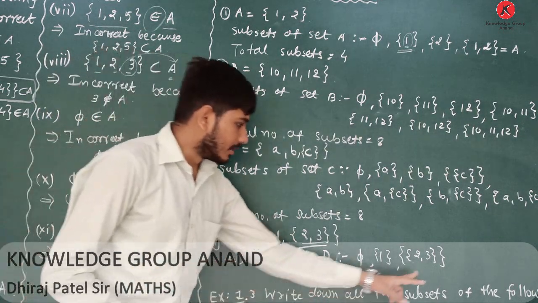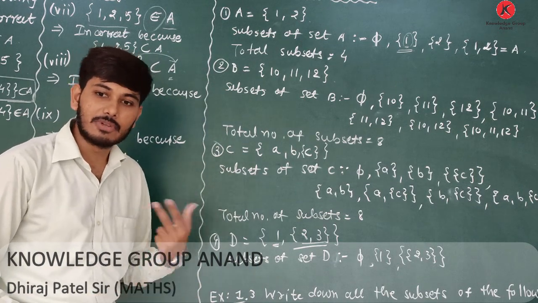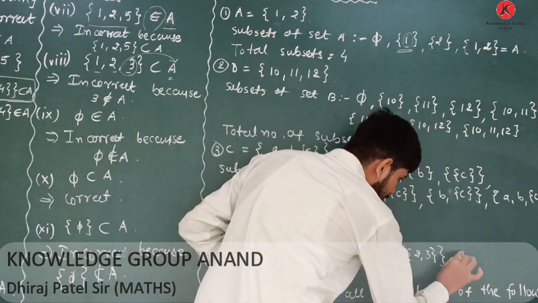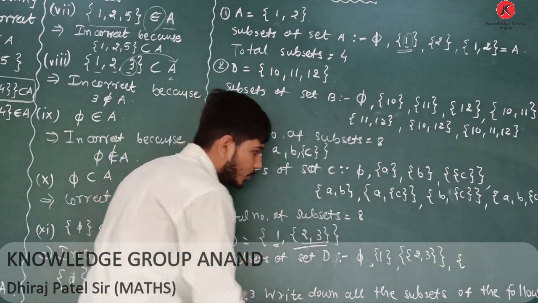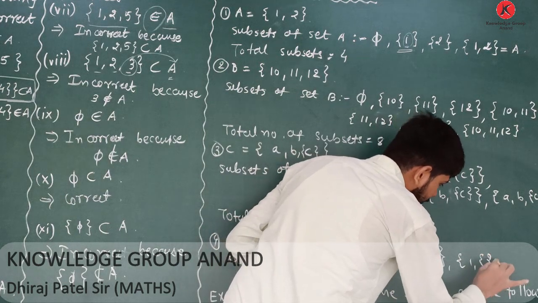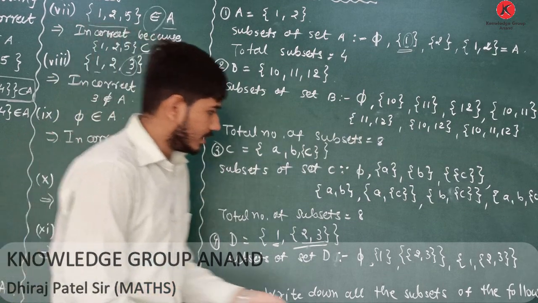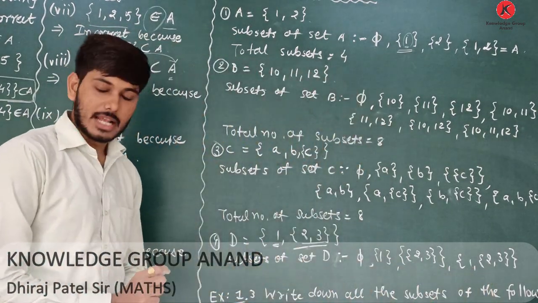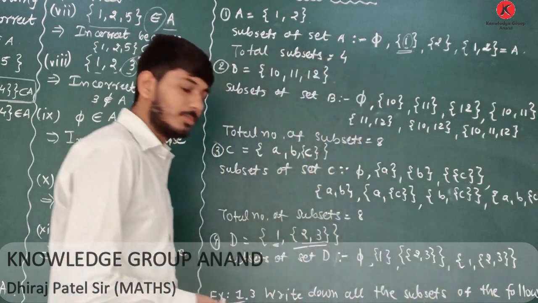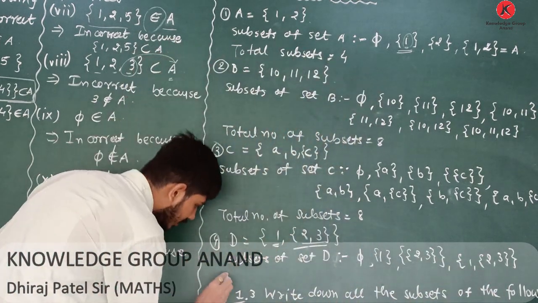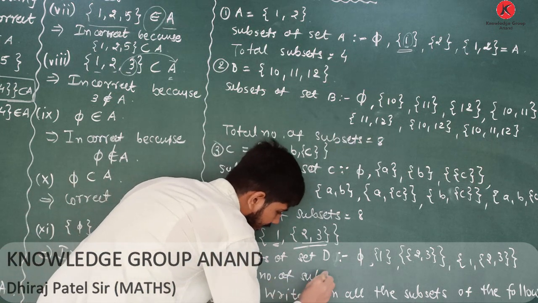Now the singleton subsets are over. Now going with the subsets having two elements. Here two elements are there, therefore the set itself is a subset of set D. So see here, this is set D itself. Now the total number of subsets: 1, 2, 3 and 4. Therefore the total number of subsets is 4.